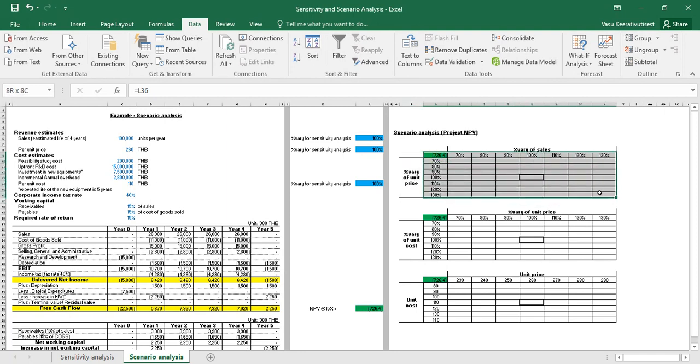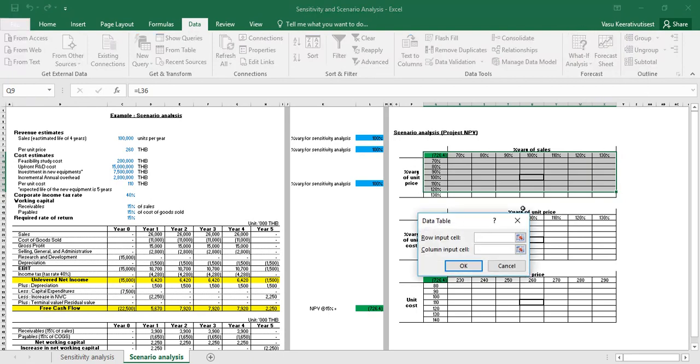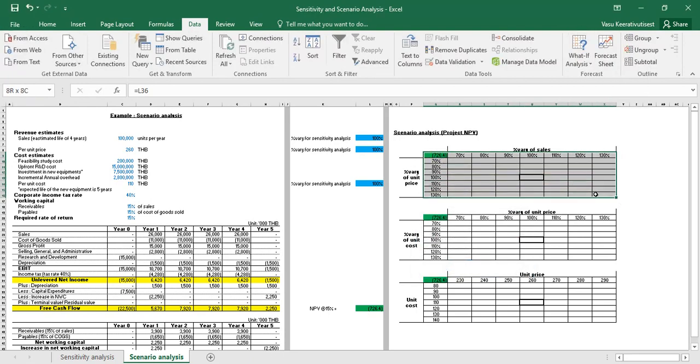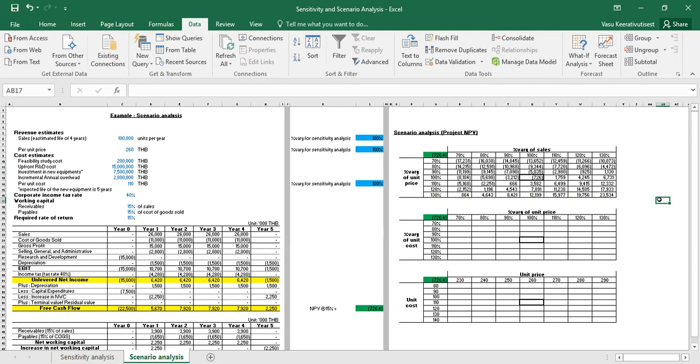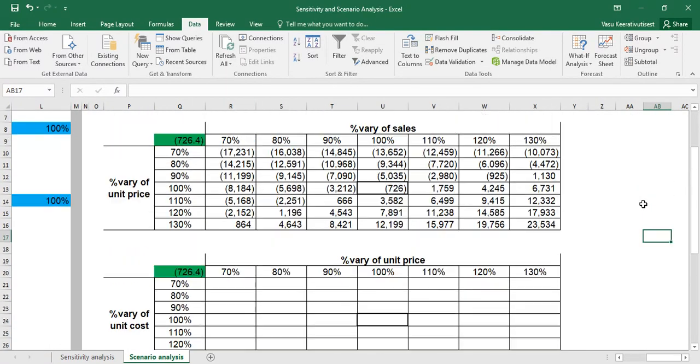You select this area, go to data, go to what-if analysis, data table. Sorry, we have to select all here. What-if analysis, data table. Right now, in terms of row input, it means this axis, which is percent vary of sales. So you have to click on this one. And here, percent vary of unit price. So you have to click on this unit price. Right now this is about the scenario analysis.